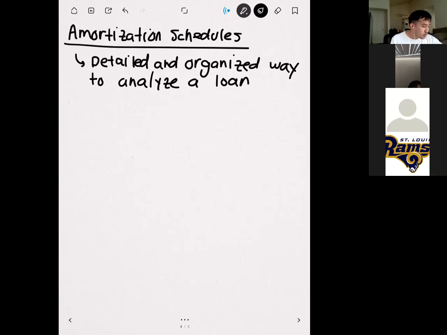Let's draw out first the template of what an amortization schedule looks like. The first thing is what I call the header section. In the header section, you fill out some of the statistics for your loan. First you have your initial balance.